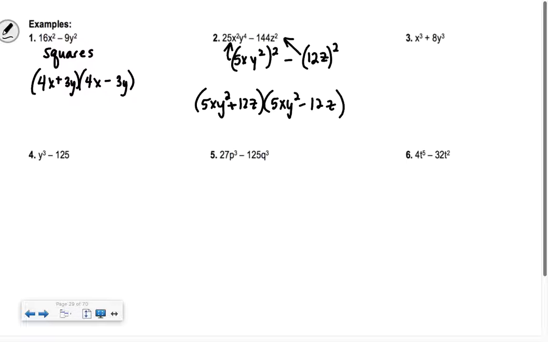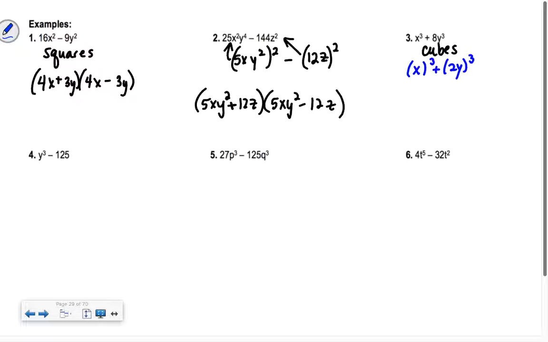Okay, next one, squares or cubes? Cubes. So we want to first recognize what is being cubed. This is where I always do my little setup. I have x being cubed, and 2y being cubed, and a sum in between. Always set it up that way first so you can see what's being cubed.